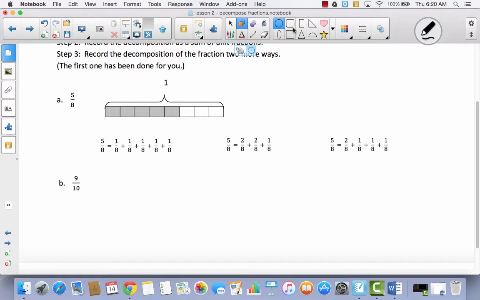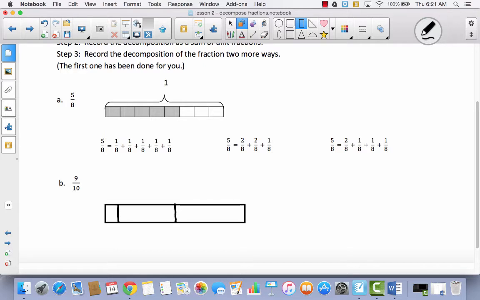I'm going to cheat a little bit, and I'm going to use my rectangle tool because it's hard for me to draw a nice, neat rectangle. But I want you to draw a nice rectangle. And the first thing that we have to do is divide this into tenths. It's really important to try to make these nice and even. So when I divide it in half, that gives me 2 parts. I'm going to divide each half into 5 parts.